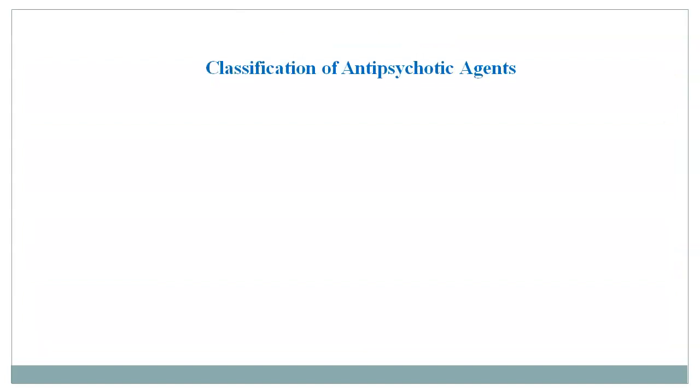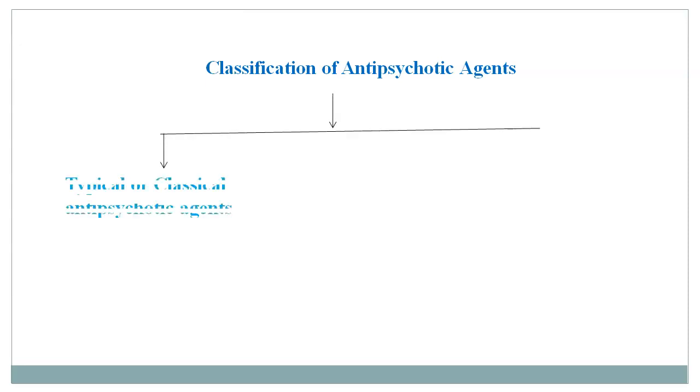Now moving on with the classification of antipsychotic agents. We broadly classify these antipsychotic agents into typical or classical antipsychotic agents, which mainly act on dopaminergic receptors, whereas the second broad class is atypical antipsychotic agents. These agents act on dopaminergic as well as serotonin receptors. Here we discuss the chemical classification of these antipsychotic agents. So the first class is typical or classical antipsychotic agents.